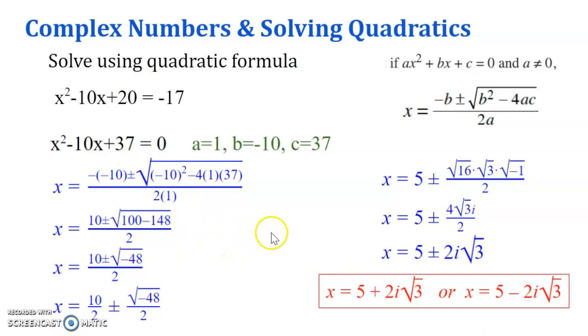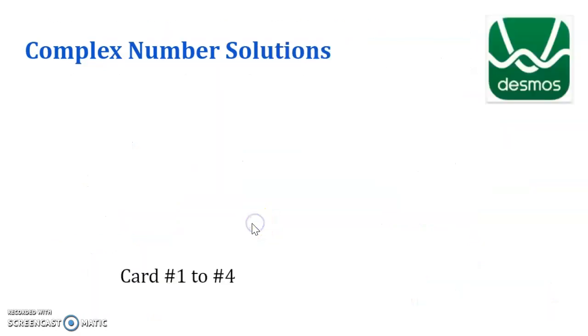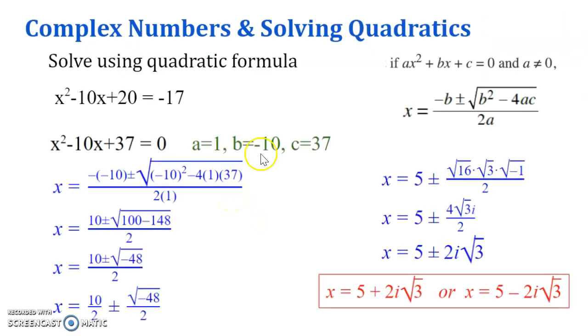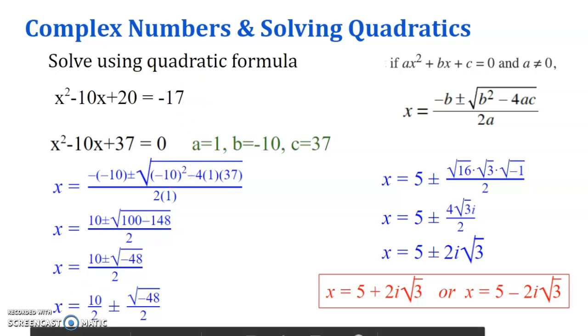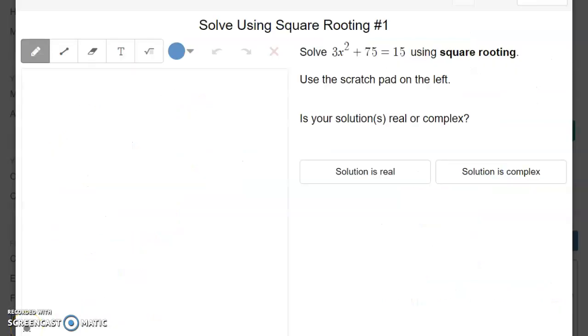Okay, so looking at this, I would like you to work on complex number solutions, card number 1 to 4. I want you to get a little bit more practice in solving using complex numbers. So please pause the video and work on card number 1 to 4 of Desmos. Okay, here we go with the Desmos. Card number 1: 3x squared plus 75 is equal to 15.